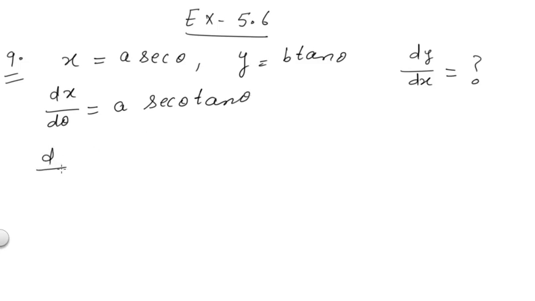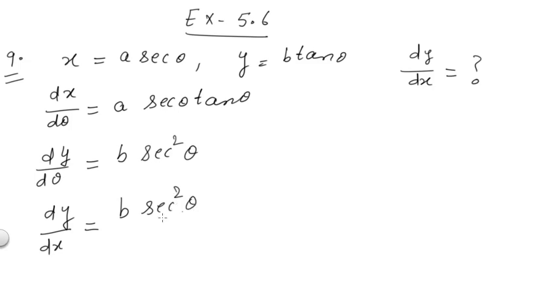Now we will differentiate y with respect to theta. So we will get dy by d theta equals b as it is. Differentiation of tan theta is secant square theta. Now to find dy by dx, we will actually divide. Let me write dy by dx equals dy by d theta, which is b into secant square theta, divided by dx by d theta, which is a secant theta into tan theta. Secant theta and secant theta getting cancelled.